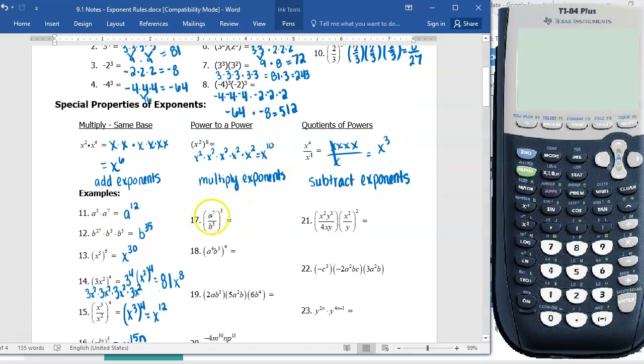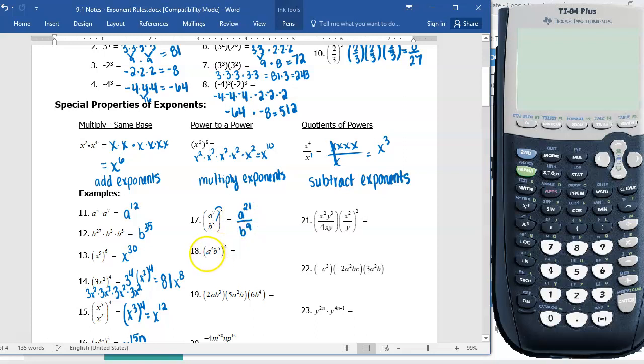For 17, I can't do like I did on number 15 and reduce because I have an a on top and a b on bottom. I'm just going to raise both of these to the 3rd power, and that's going to give me a to the 21 over b to the 9th power.